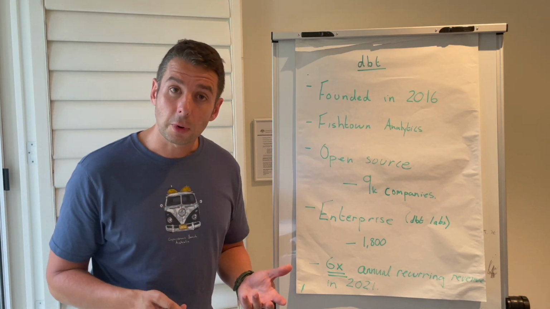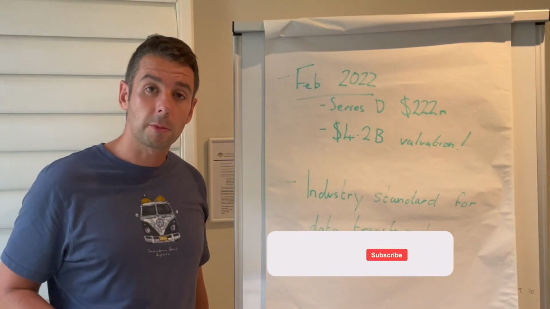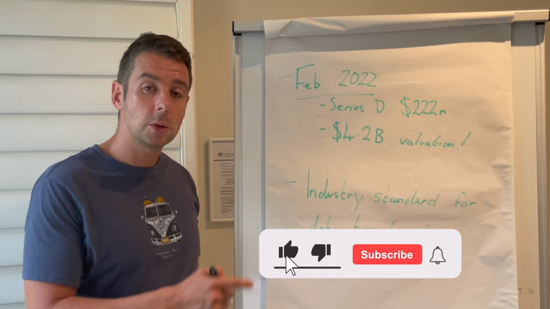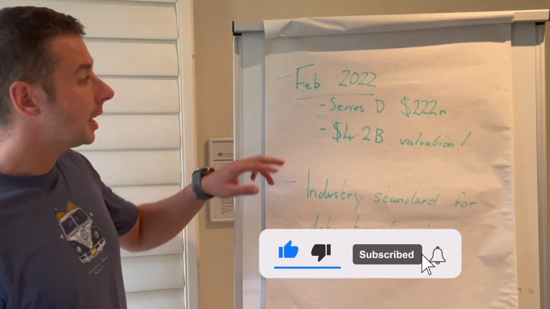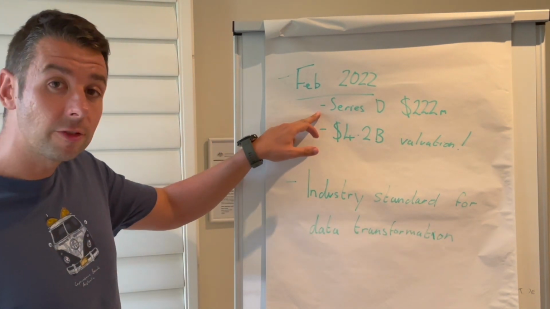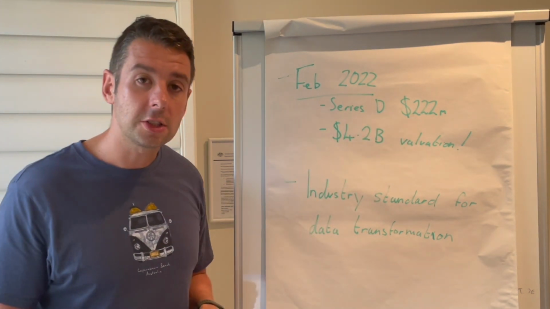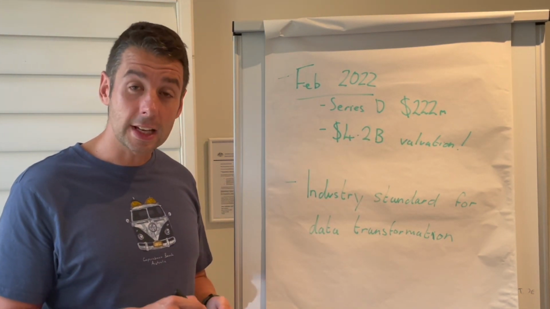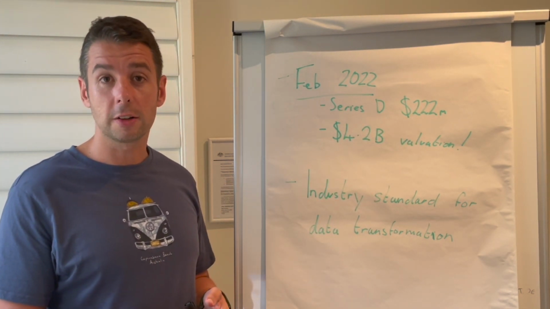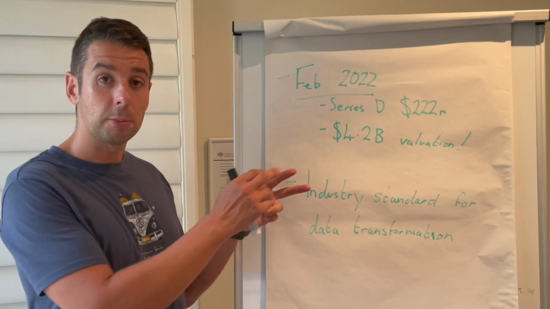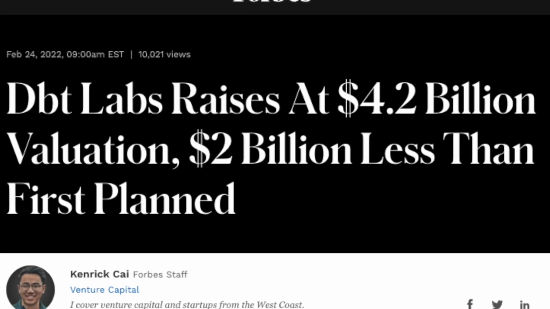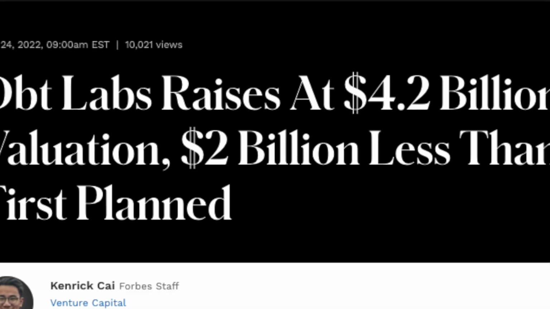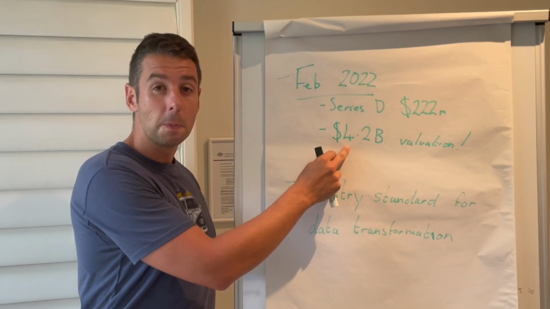So what makes it so popular? Well, just last month, I'm recording this video in March 2022, in February, they were able to secure Series D investing of 222 million. Now, notably, Databricks and Snowflake were part of the investment team that helped fund that round of Series D investment. That values the company on those figures at 4.2 billion.